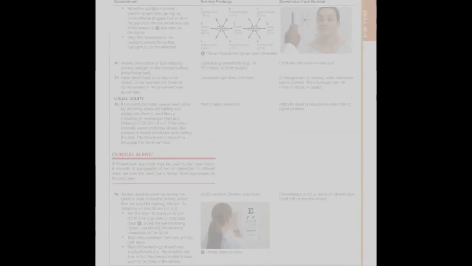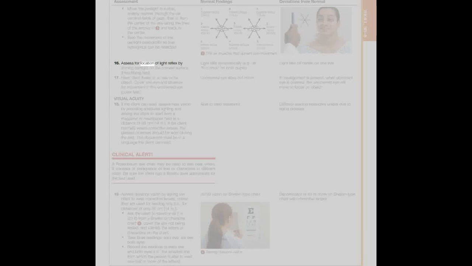Assessing the eye structures and visual acuity, continued. Skill 30-6, continued on page 538. Assessment: normal findings, deviations from normal. Move the penlight in a slow, orderly manner through the six cardinal fields of gaze, that is, from the center of the eye along the lines of the arrows in and back to the center. Stop the movement of the penlight periodically so that nystagmus can be detected.